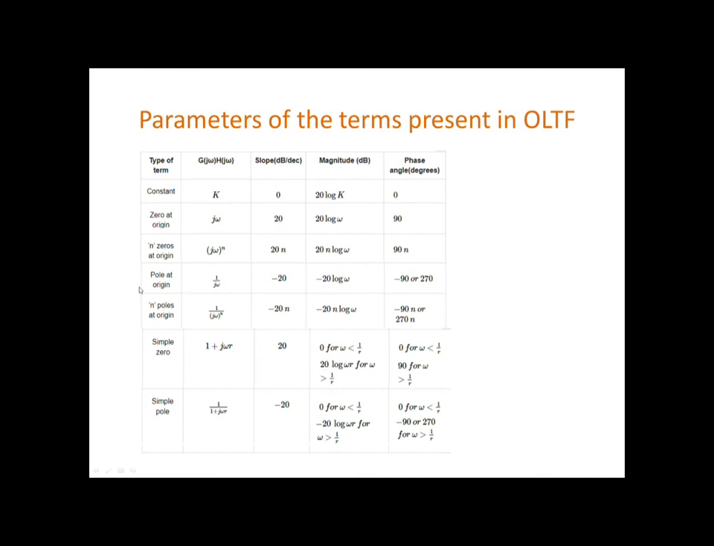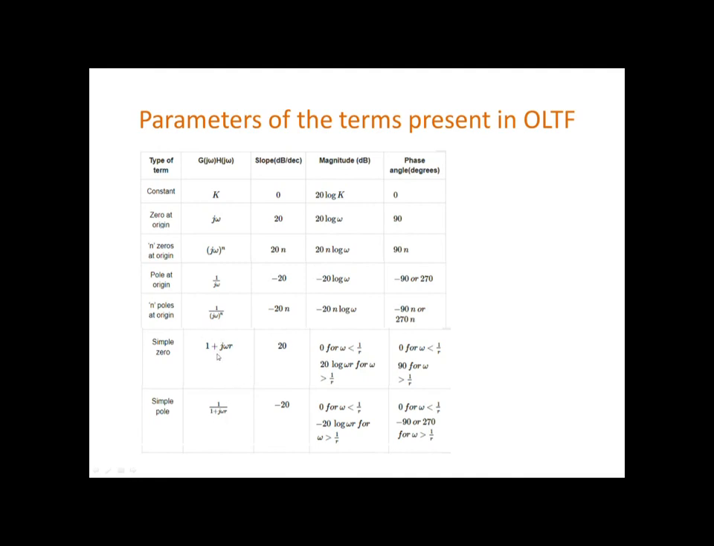This one is the pole at origin, that means a single pole at origin, 1/jω. Here the slope will be minus 20 dB per decade, the magnitude will be minus 20 log ω, whereas the phase is minus 90 degrees. If there are multiple poles at origin, then again all the terms are multiplied by n, so the slope becomes minus 20n, the magnitude is minus 20n log ω, and the phase angle is minus 90n.